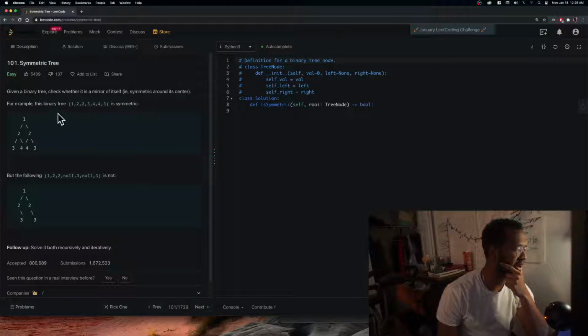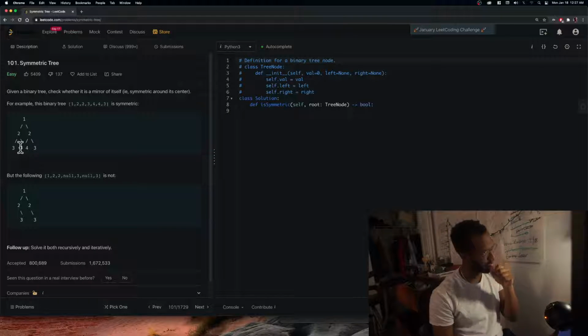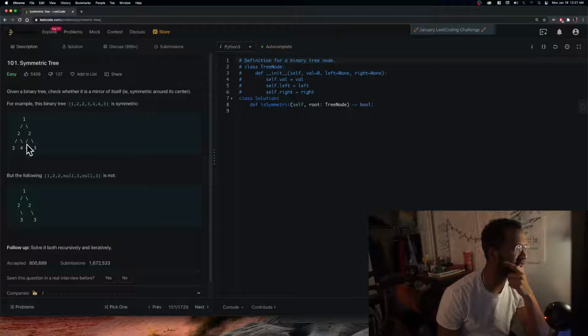For example, this binary tree, shown as a list here, but it's really like this. Is this symmetric? Well, yeah, right? When they're saying symmetric, they're saying, can you fold this and it be the exact same? And for this it's true. You might be thinking, oh, this is a triangle. If you fold it right in half, you're going to get a triangle, which is good, right?